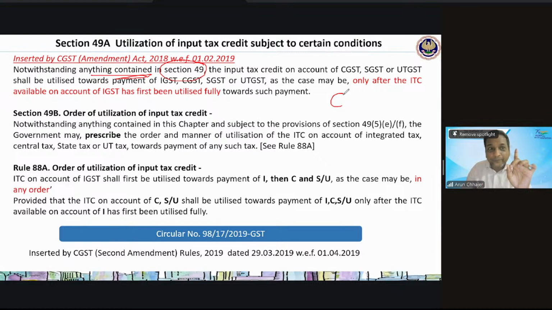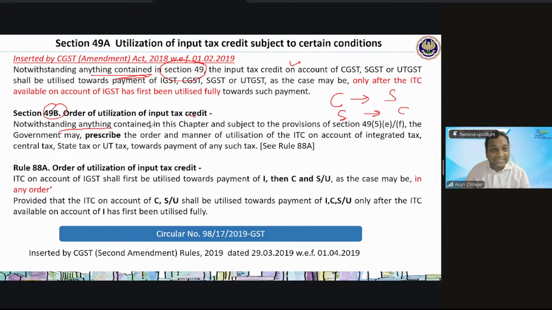Does it mean C can give to the S and S can give to the C? Answer is yes. By reading the 49A, it appears so. But kya state and center will allow to exchange the amount to each other? No. But read the 49A, they are not giving any restrictions. Are they giving any restriction? No. Therefore, you need to read the 49B.